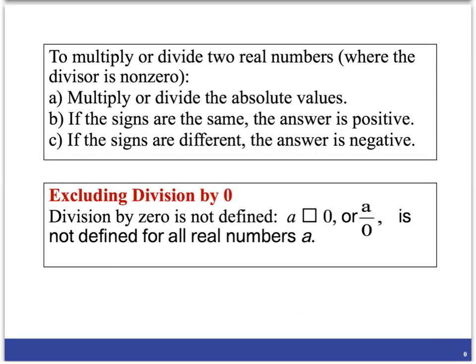So to multiply or divide two real numbers where the divisor is non-zero, that's what we're going to look at. Multiply or divide the absolute values. If the signs are the same, the answer is positive. If the signs are different, the answer is negative. Same rules apply in division that apply to multiplication. If you have an even number of negative signs, then your answer is positive. And if you have an odd number of negative signs, then your answer is negative.